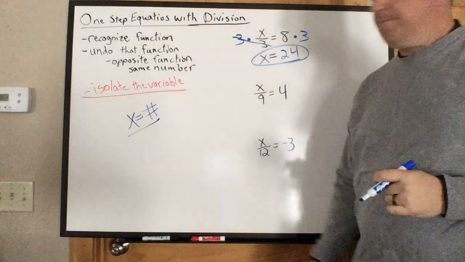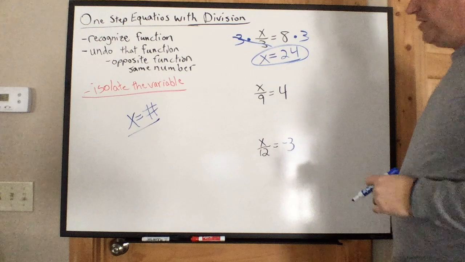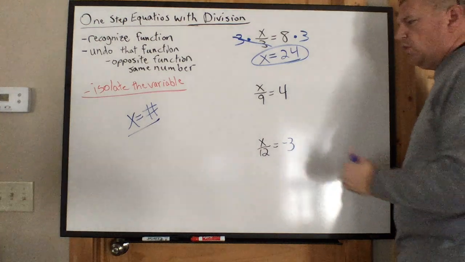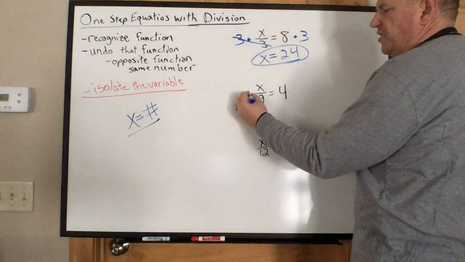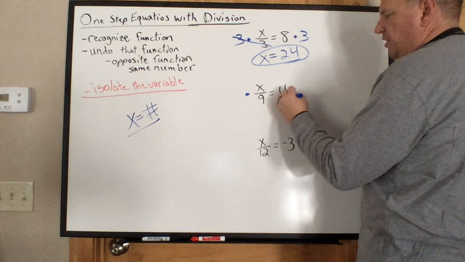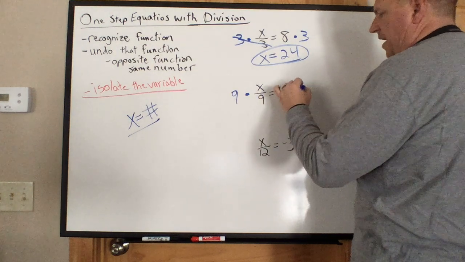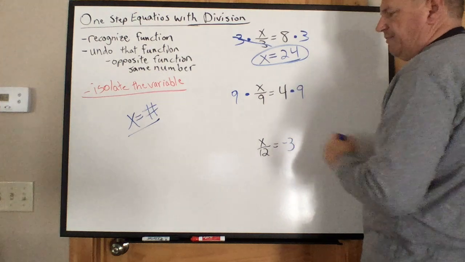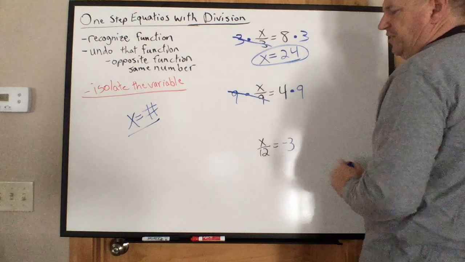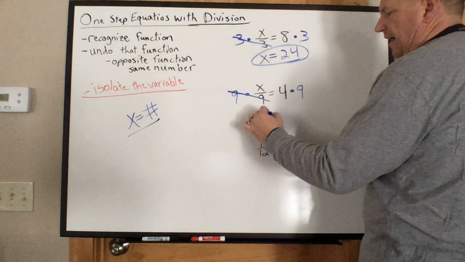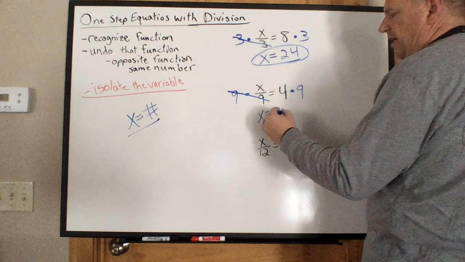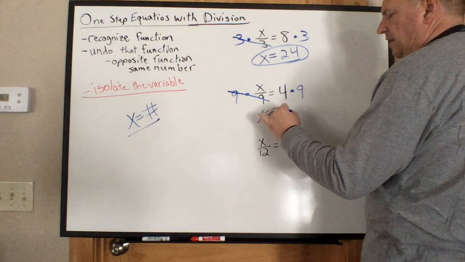Okay, our next one, x divided by 9 equals 4. Again, we recognize that there's division, so I'm going to use multiplication. It's being divided by 9, so I multiply by 9 on both sides. The two 9's then cancel each other out. I'm left with x equals 4 times 9, which gives me 36.